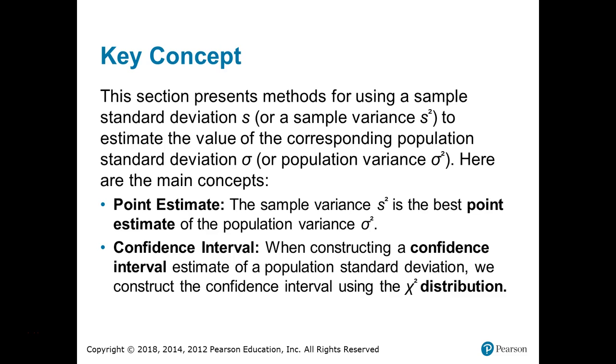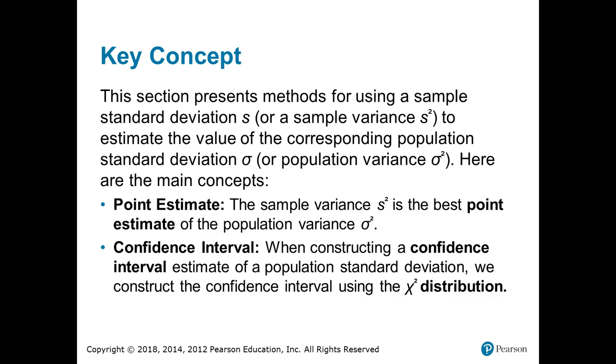Again, we have the point estimate, which is saying that the sample variance is the best estimate, like the best guess, as to what the population will be for both variance and standard deviation. And we are going to construct a confidence interval.